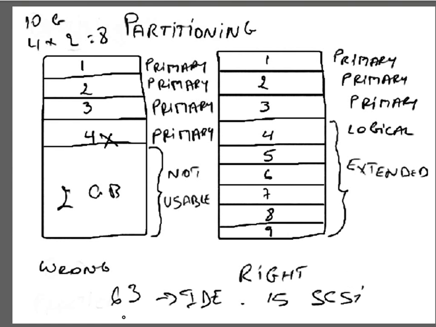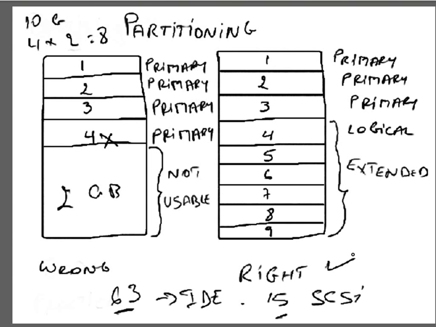So IDE disks can have up to 63 logical partitions or drives, and SCSI disks can have up to 15. So you see, you have better control of your disk space, better management, and the ability to have more logical drives with an extended partition. As such, the correct and recommended method is to have 3 primary and 1 extended partition.